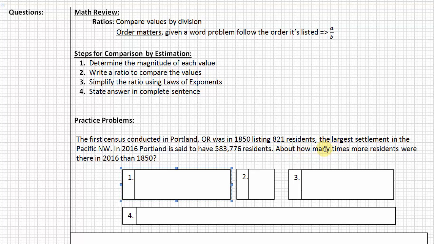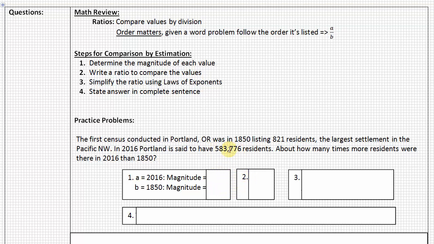So when I look at the question, it says how many times more residents were there in 2016. So that's first, so that's going to be my A value. And 1850 is listed second, so that's going to be my B value. So we have to find the magnitude of the population in 2016 for A, and the magnitude of the population in 1850 for B. I've left some room for you there. Go ahead and try that out.